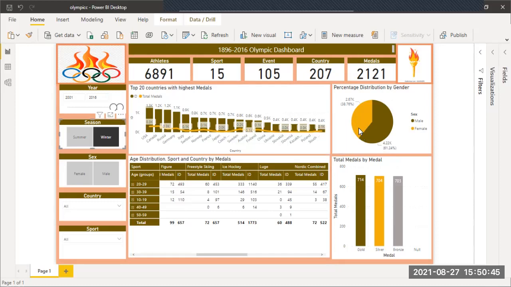So this analysis is showing us that you have more female counterparts participating in the summer season than the winter, as well as a reduction in the number of athletes performing in the winter Olympic Games than the summer Olympic Games.